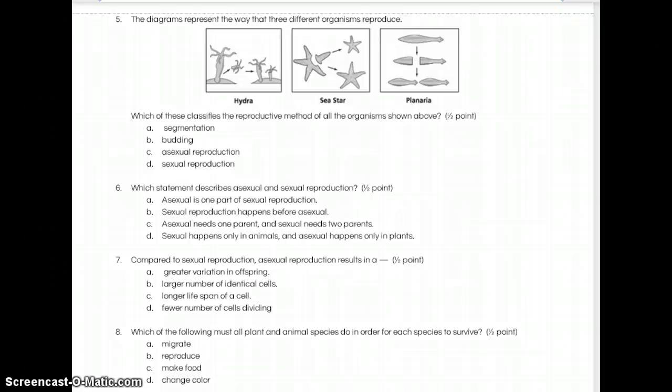Number 7. Compared to sexual reproduction, asexual reproduction results in A. A greater variation in offspring. B. Larger number of identical cells. C. Longer lifespan of a cell. Or D. Fewer number of cells dividing.